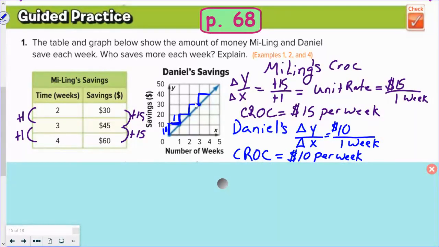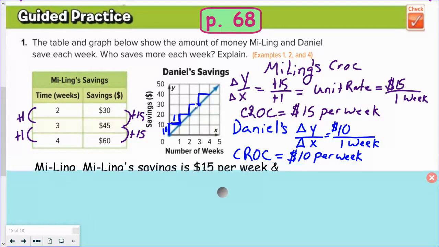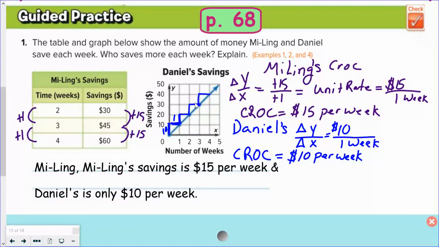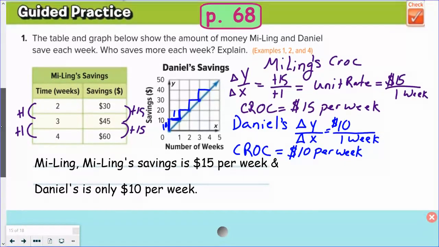So who saves more money? Well, our explanation would be that Millie saves more money because he saves $15 per week and Daniel only saves $10 per week. I think you need to pause this before we go down to number 2.